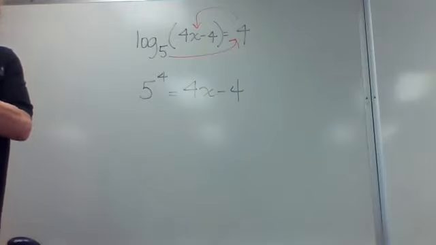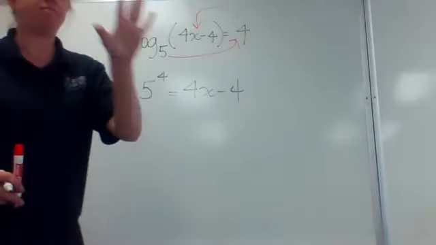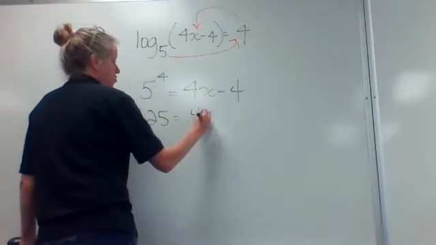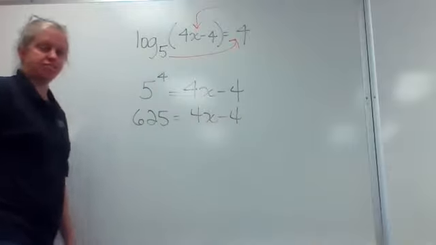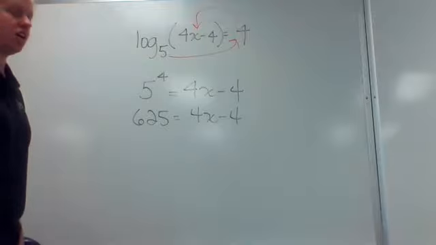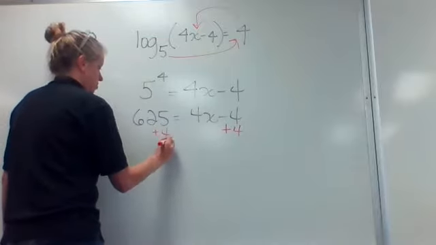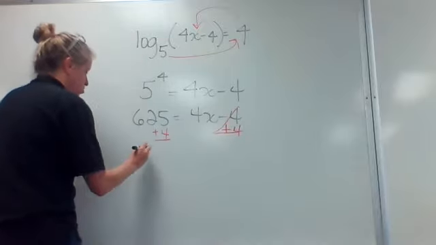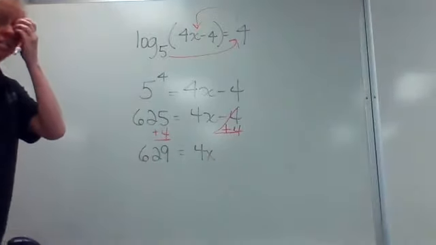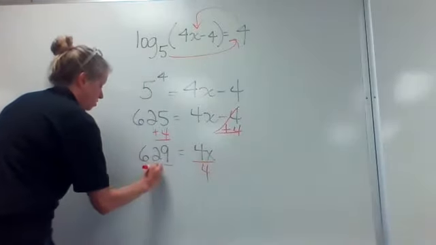And then solve it for x. 5 to the 4th power means 5 times 5 times 5 times 5, which is 625 equals 4x minus 4. And solve it for x. So add the 4. So 629 equals 4x, divided by 4.